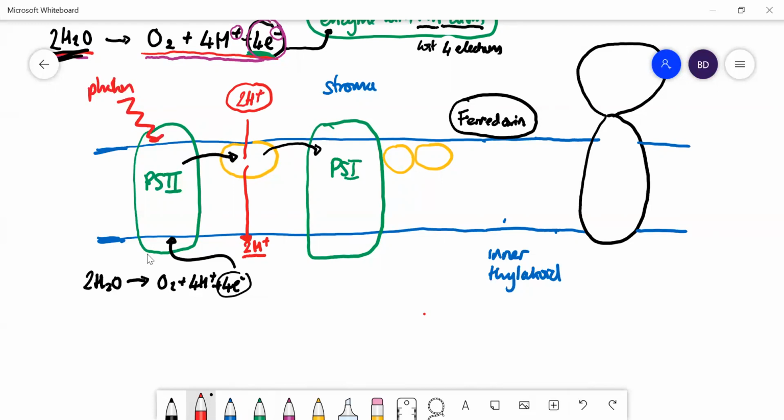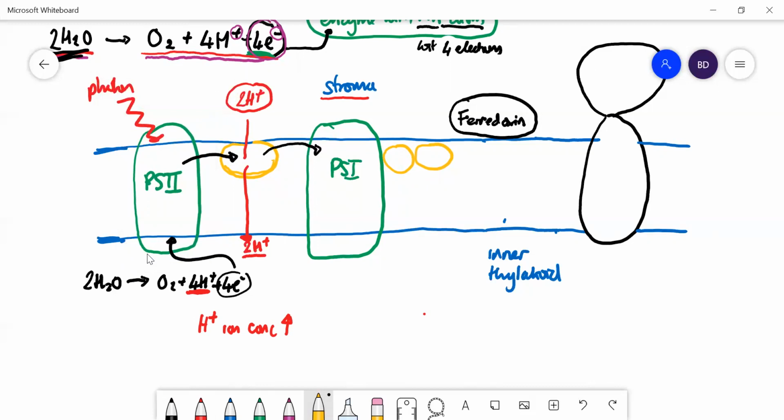Now this is also helped by this process here, because every time you split up a molecule of water, you get 4 protons here. So in this space, the hydrogen ion concentration is going to increase, and the hydrogen ion concentration in the stroma is going to decrease. The electrons are passed on from this yellow transfer chain, as we said, to photosystem 1.